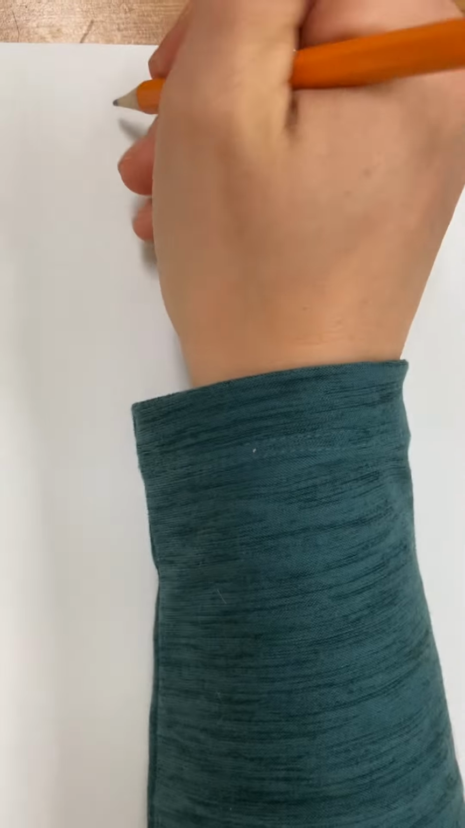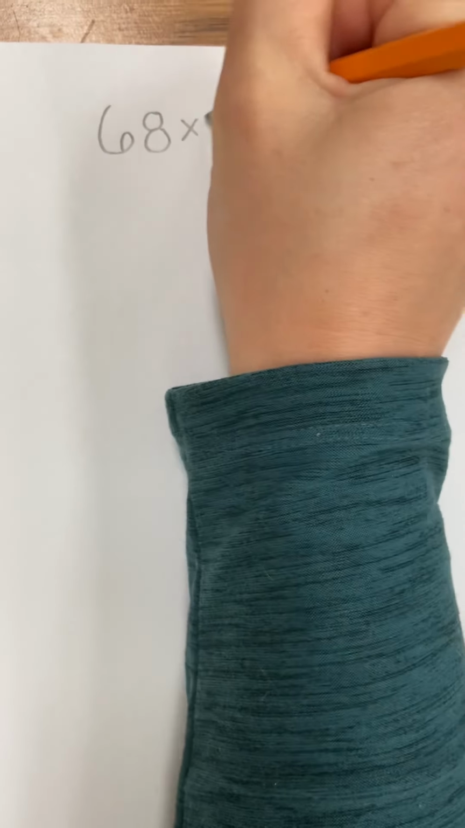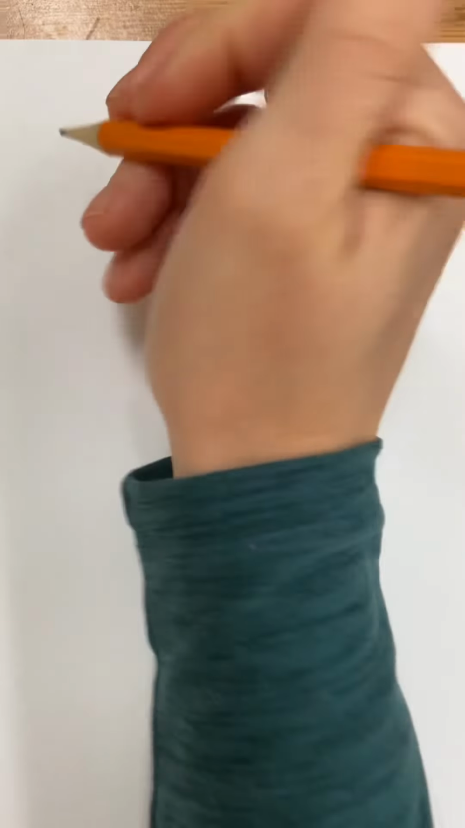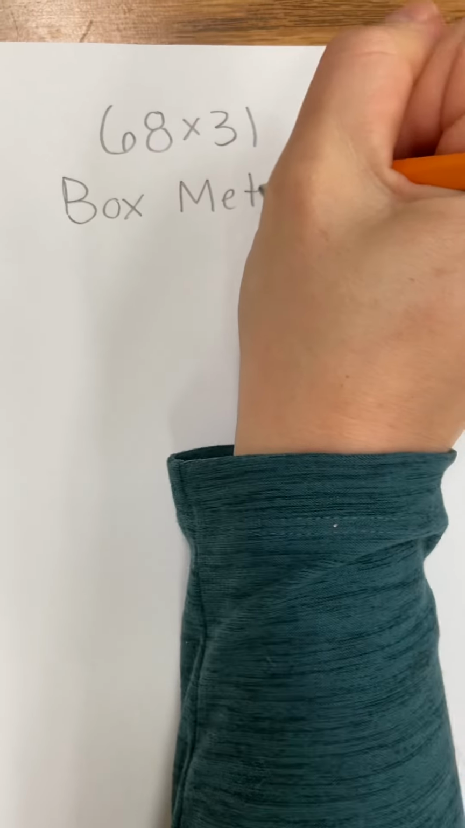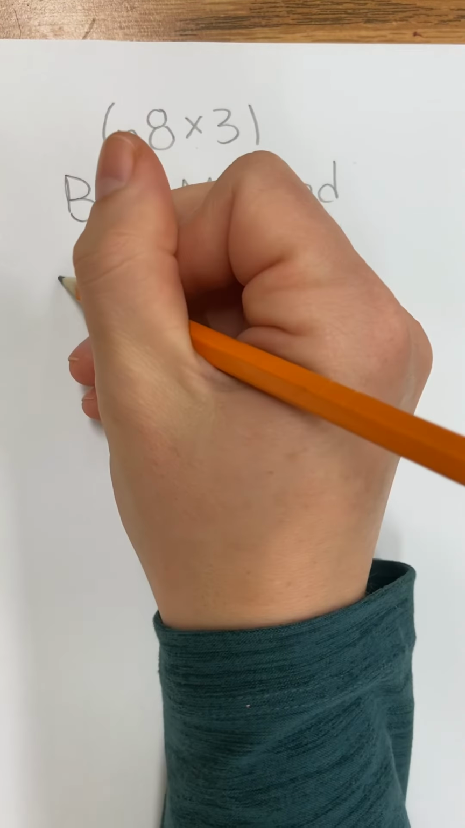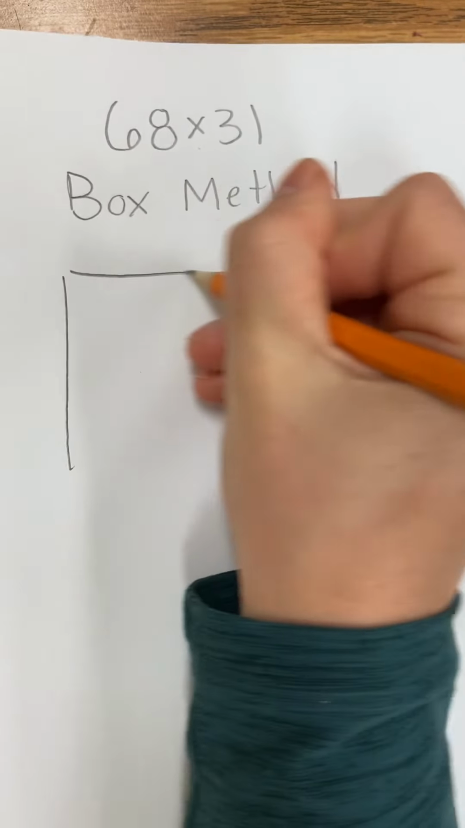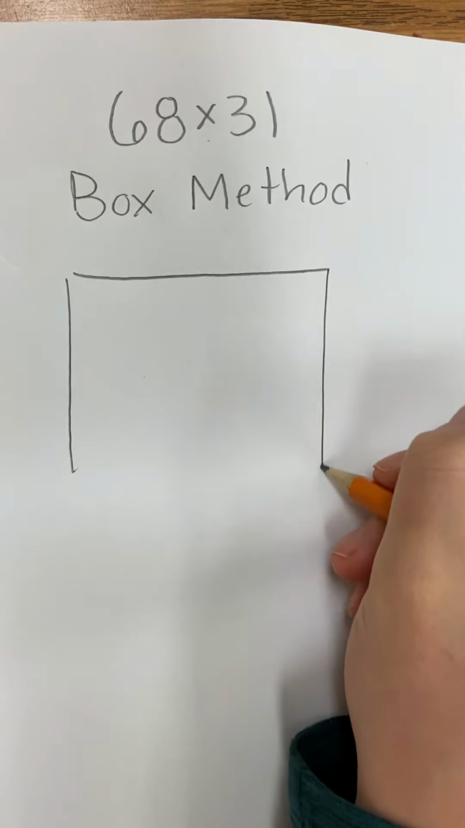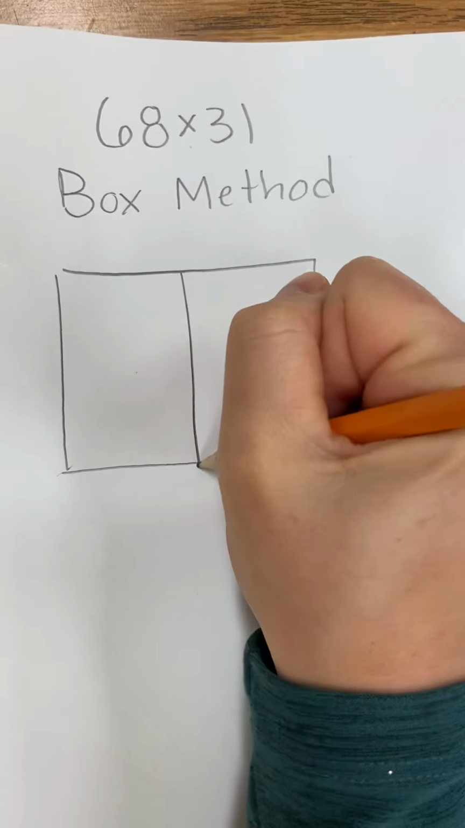This video is to help explain the box method for multiplication. So we're going to use the problem 68 times 31 for our example. Again, this is the box method for multiplication. It's a little bit different than the box method for division. Division is a little different than the box method for multiplication. But they're called box method because they are in boxes.